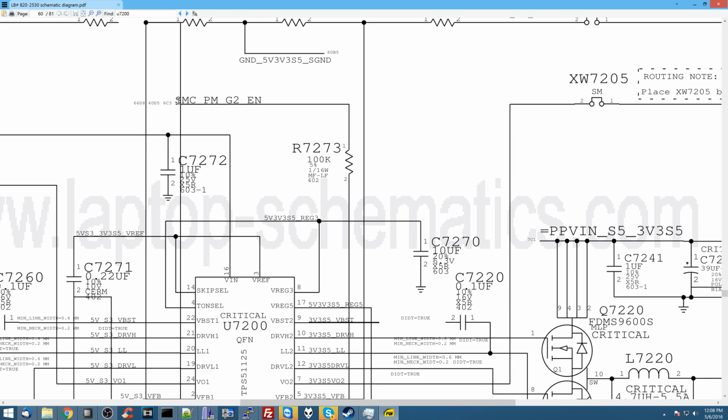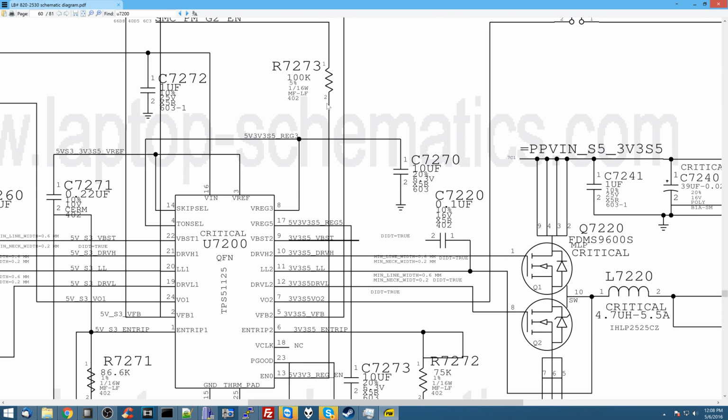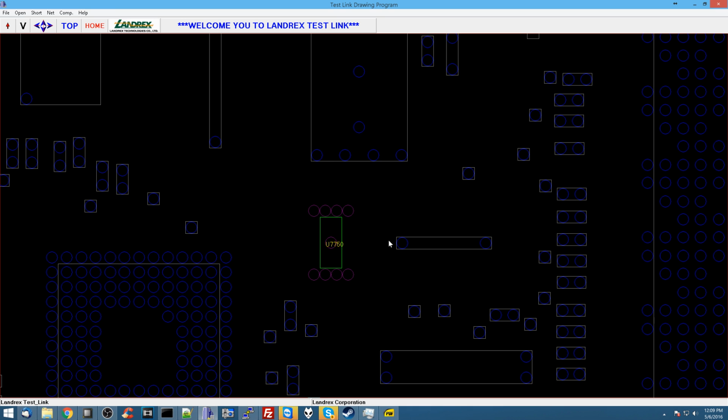Let's just check what's going on with the enable signals here. So SMC PM G2EN, right? Let's check that on R7273. So we're going to go over to R7273.